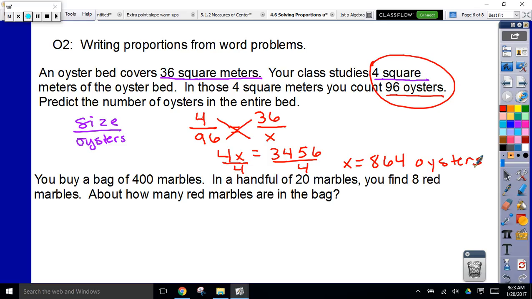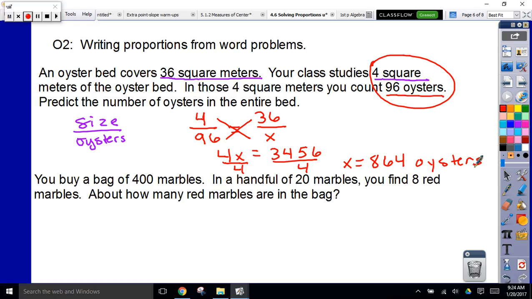Okay, but what's different about the 20 marbles and 400 marbles? We need in words, like what two separate things are we looking at? The bag of marbles and a handful of marbles. Okay, so there's a bag and a handful. What else do we have mentioned in here? Mackenzie? 8 red marbles. Okay, so we have red marbles and what's the other thing? How many are in the bag? How many are in the bag of 400 marbles? Okay, so we've got the bag of 400 marbles.